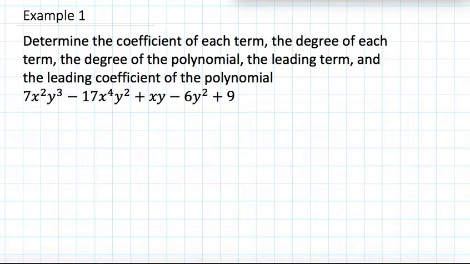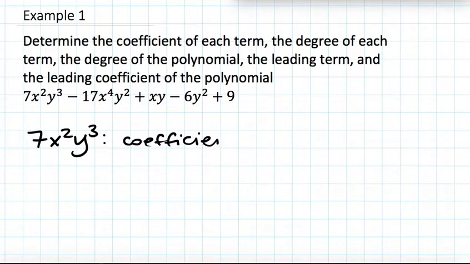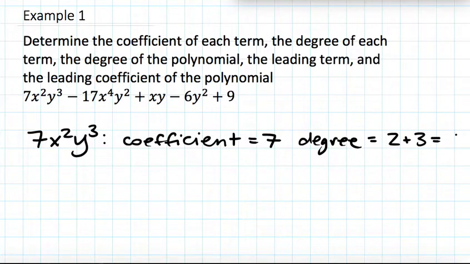It says to determine the coefficient of each term, the degree of each term, degree of the polynomial, the leading term, and the leading coefficient of the polynomial. So we're going to start by going through each term individually and identifying the coefficient of each and the degree of each. So I'm going to start with 7x squared y to the third. The coefficient is the number in front, which is 7. The degree, now here I have two variables, x and y, so I would add the exponents on each. So it's going to be 2 plus 3, which is 5.